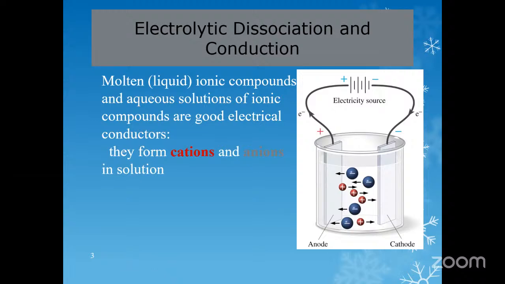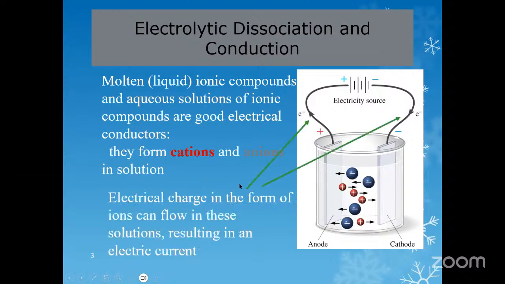So the result is that not only do you have an electric current passing through the external circuit, but you also have an electric current passing through either the molten substance or the substance in a solution, right? And that's one important property of ionic compounds. Ionic compounds will conduct electricity either in an aqueous solution or in a molten state, right? So that's basically it as far as the electrical property of ionic compounds is concerned.